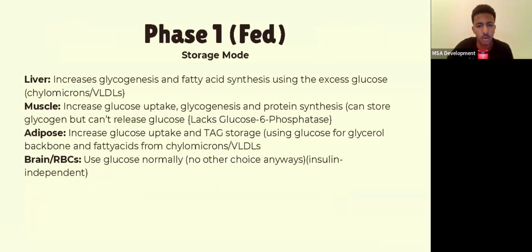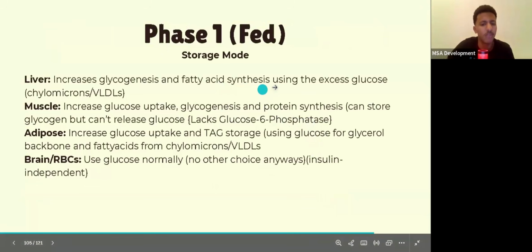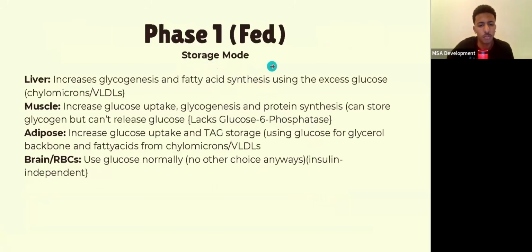So let's talk about phase one, the fed phase or the fed state. And as we said, it's the storage mode. So let's focus on what happens in each of those organs. The liver increases glycogenesis. That's the first thing. It also increases fatty acid synthesis using the excess glucose. So we're just storing the glucose basically.